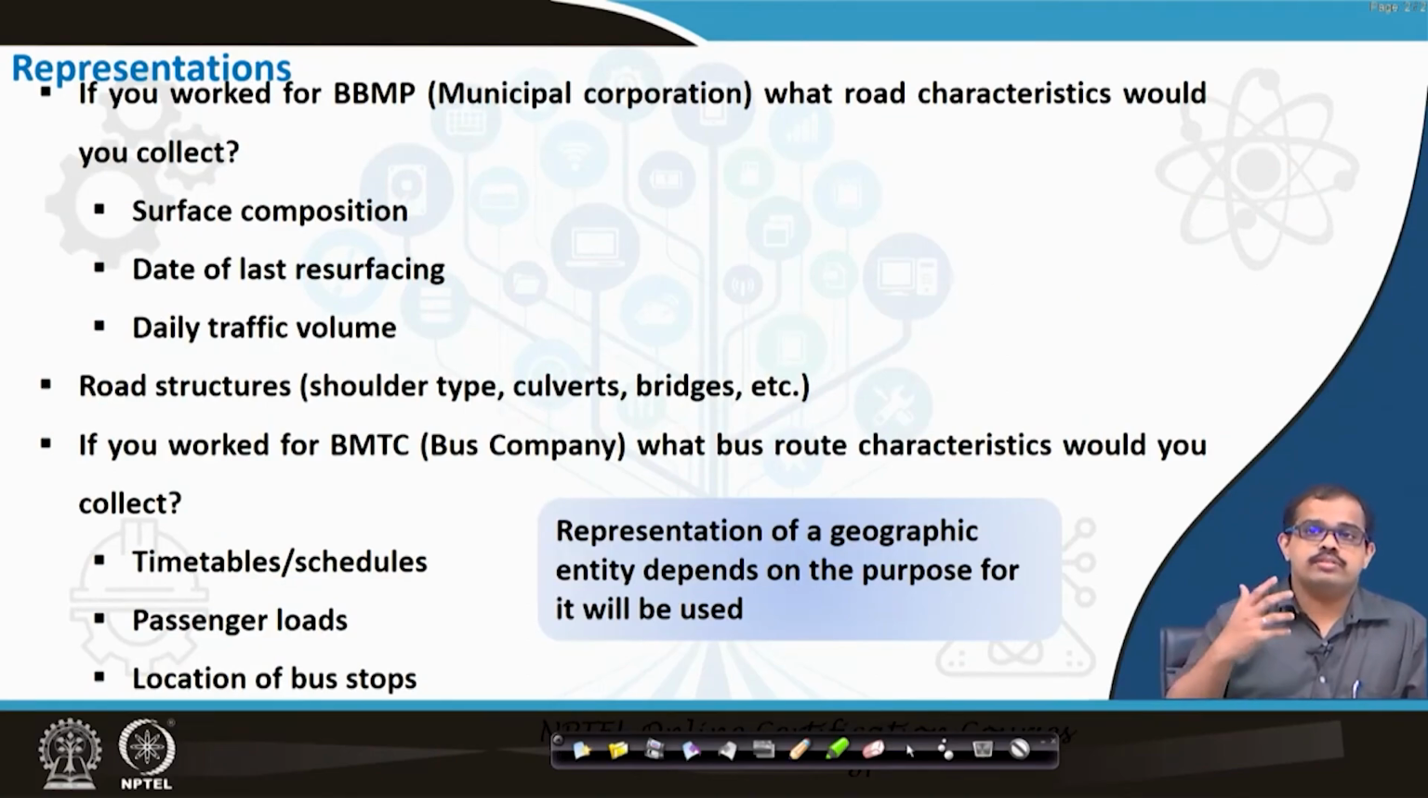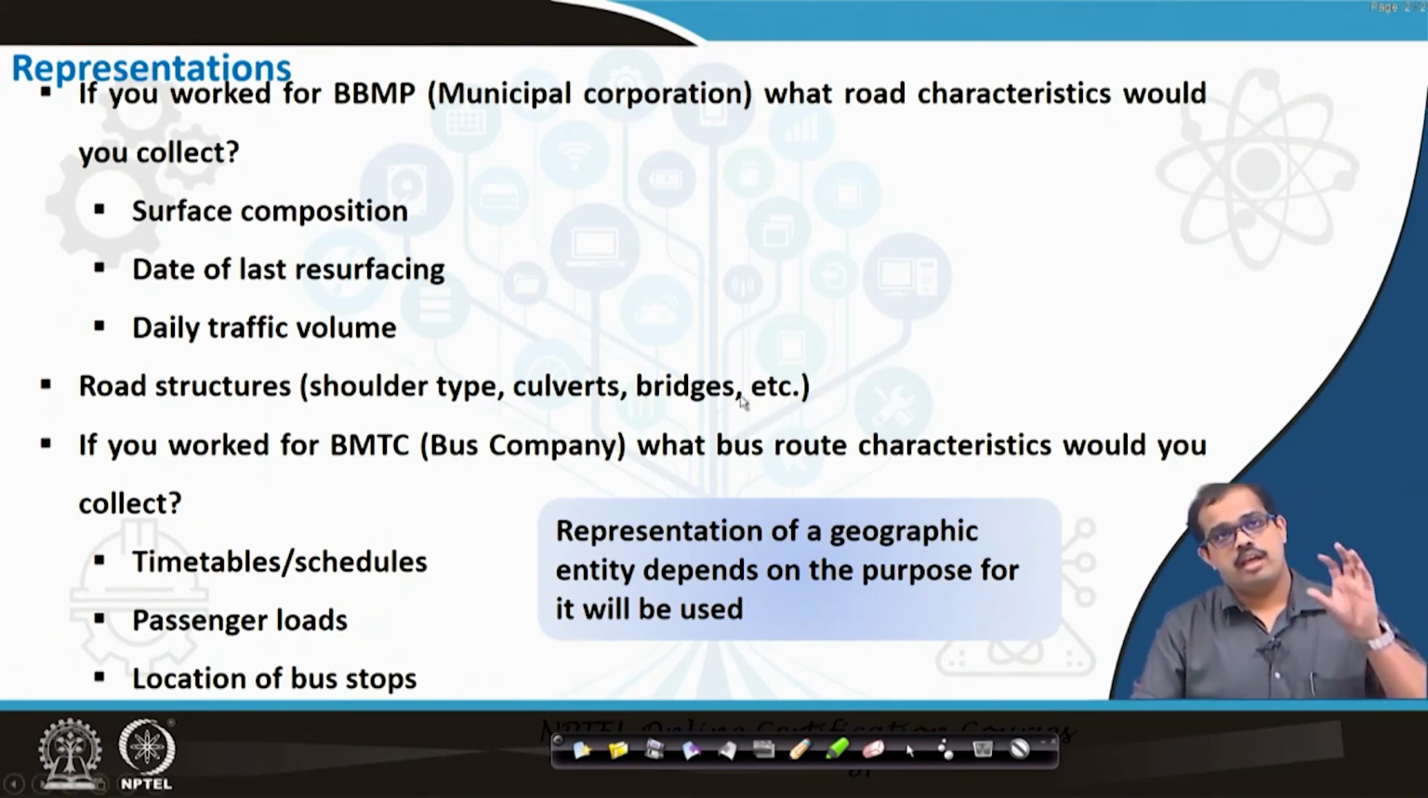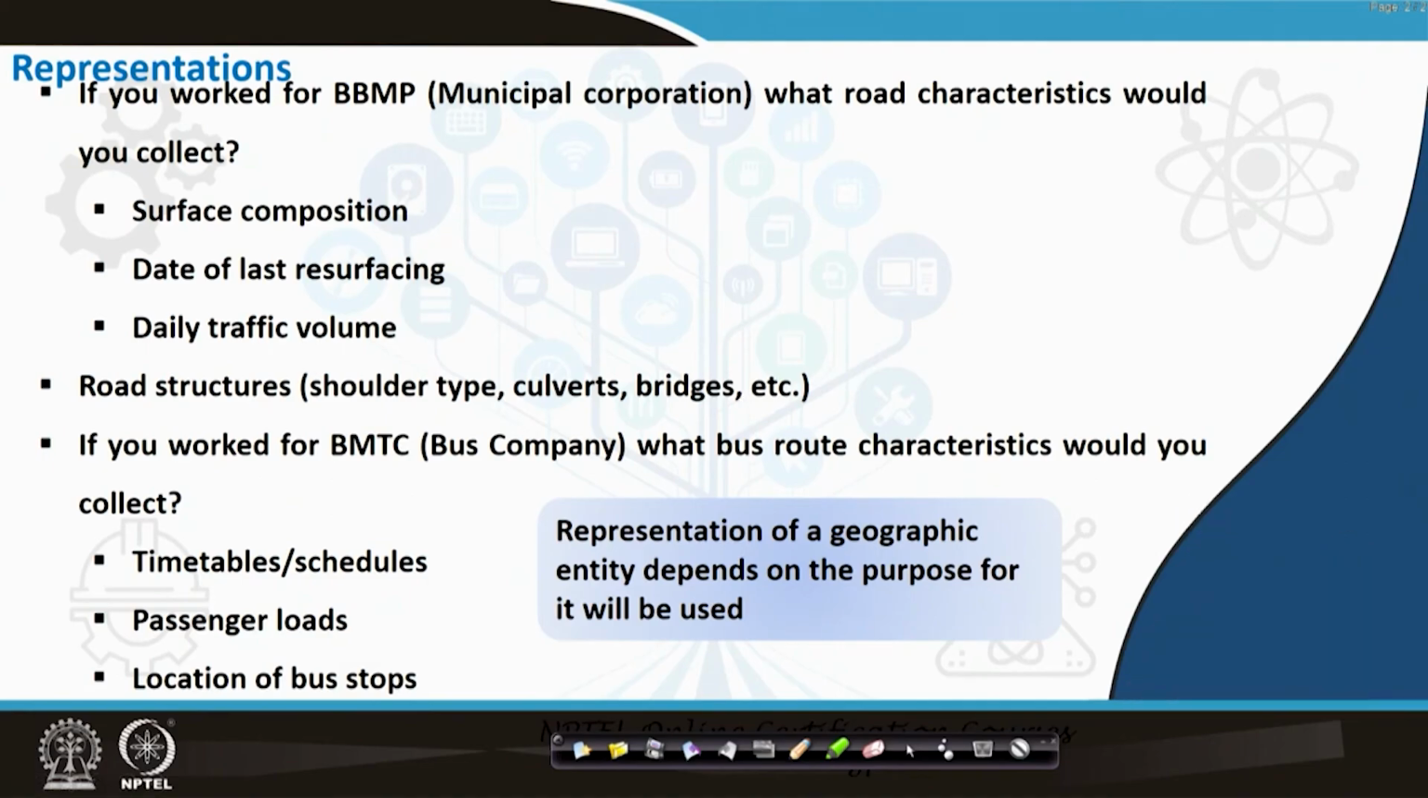Okay. If you have done the analysis, how do you actually represent it? It actually depends on what kind of analysis you are doing and for what aspect. For example, let us say there is work for BBMP, the municipal corporation of Bangalore, Bruhat Bangalore Mahanagara Palike. Okay. So, what road characteristics would you collect? If you are collecting characteristics of a road, what is it that you actually collect?